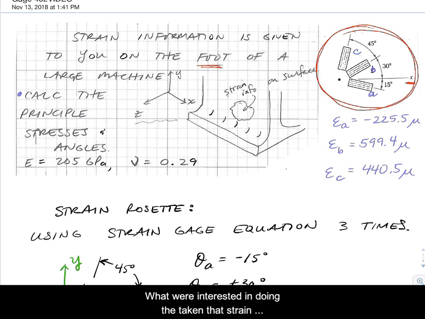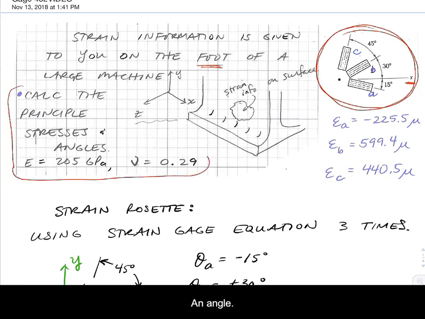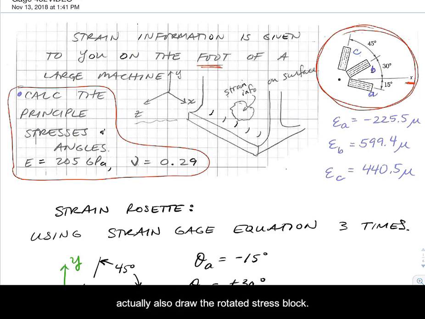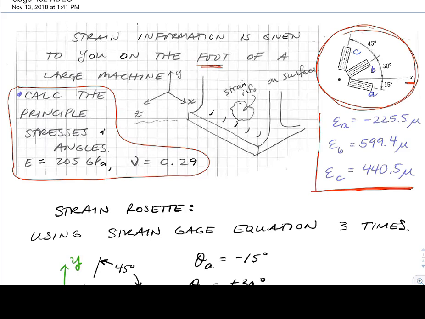And what we're interested in doing is taking that strain information and ultimately calculating principal stresses and angles. And so that way you could end up dealing with yield criteria. But we're just going to get those principal stresses, and we'll actually also draw the rotated stress blocks. So to start out, we're going to need to take and process there's our strain gauge information.